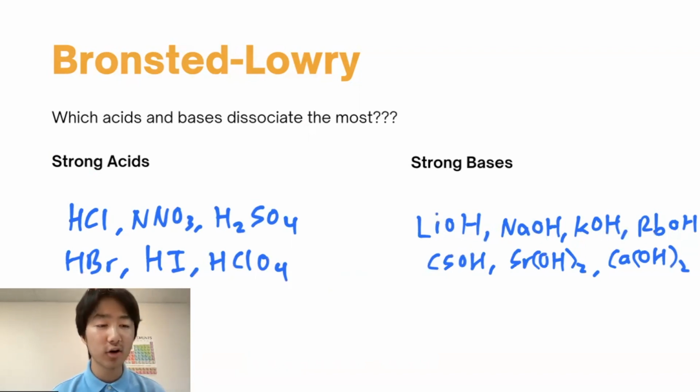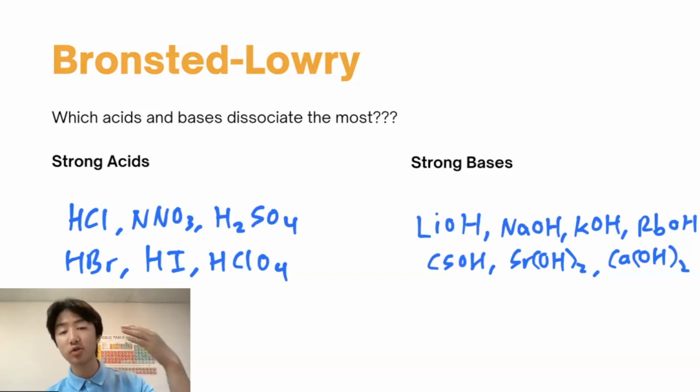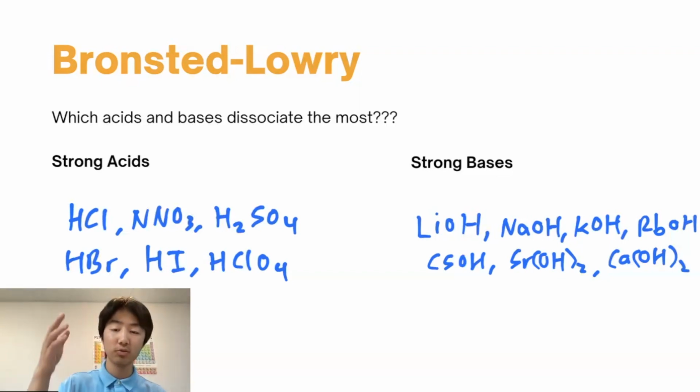Well, the strong acids are HCl, hydrochloric acid, HNO3, nitric acid, sulfuric acid, hydrobromic acid, hydroiodic acid, and perchloric acid, which is HClO4. The strong bases, which correlate with a high Kb value, are lithium hydroxide, sodium hydroxide, potassium hydroxide, rubidium hydroxide, cesium hydroxide, strontium hydroxide, and calcium hydroxide. Essentially, all the group 1 elements with hydroxide, and strontium and calcium, which are group 2 with hydroxide, right?